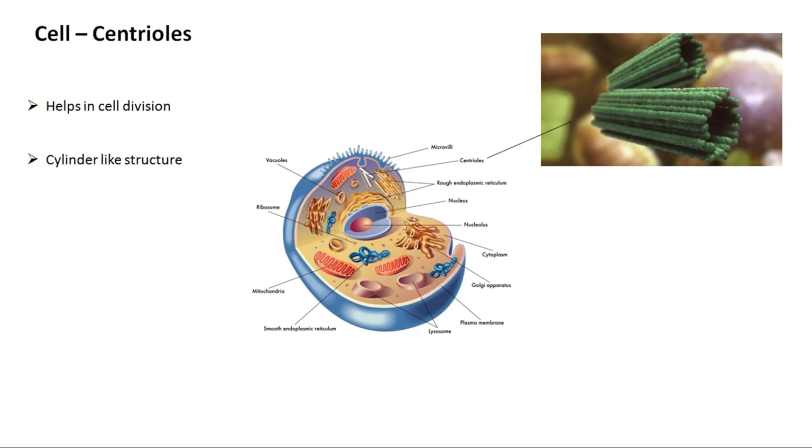Centrioles. Cells don't grow big, but they multiply by dividing themselves. And it is the centrioles in the cells that helps in the cell division process. It is a cylindrical-like structure.